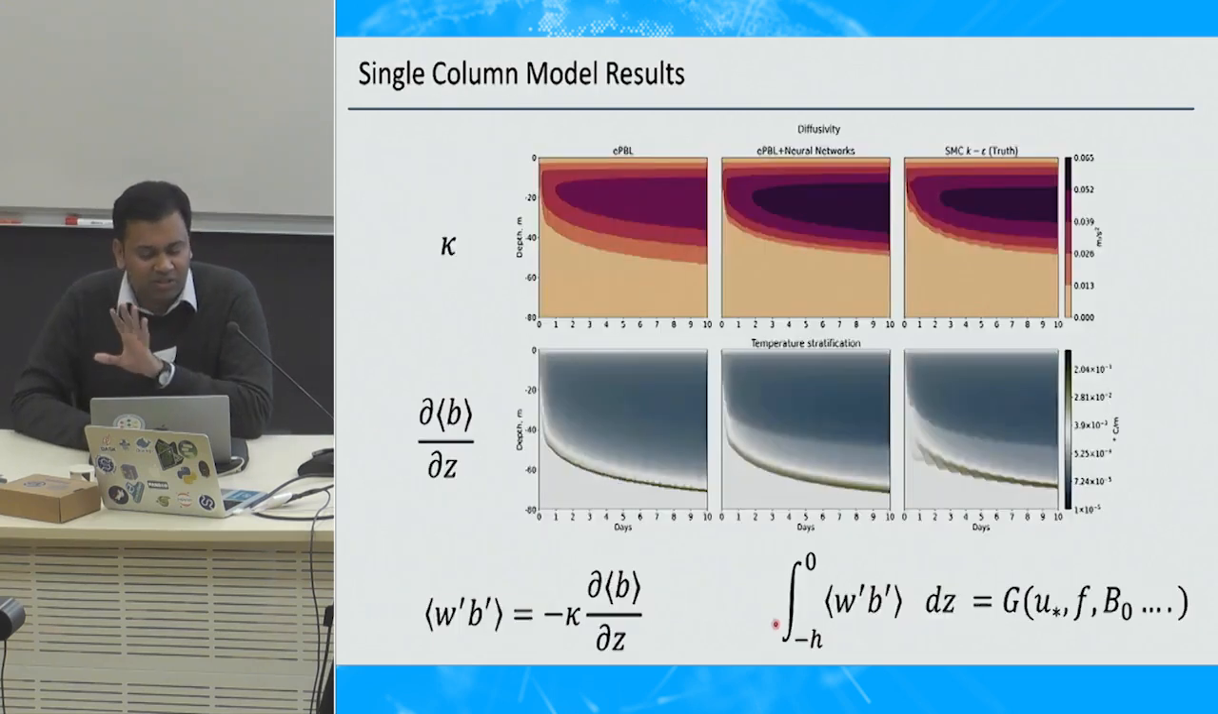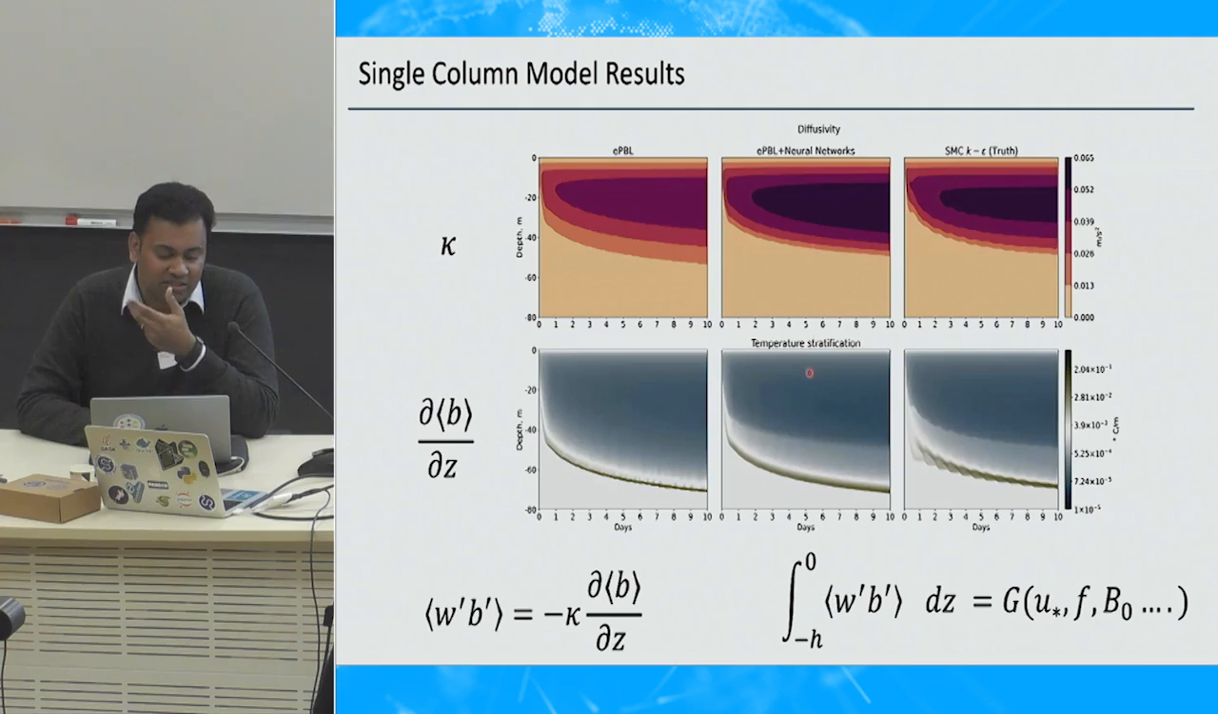And here are some single column model results. The key point is that once the networks are switched on, the EPBL scheme in MOM6 gives a similar kappa and stratification compared with k-epsilon in GOTM. So that's the key point. And this is a single column model result, so this is only vertical dynamics.